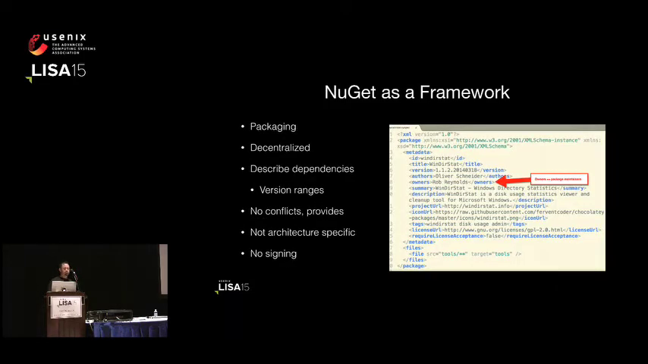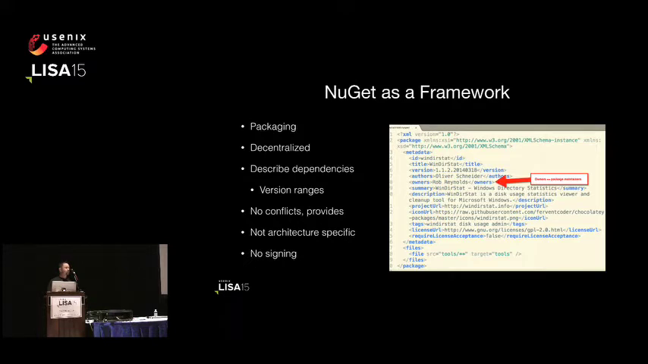Using Nuget as a framework, it has packaging concepts. This is the specification file. Yes, it's XML, but on Windows, XML is still probably one of the better formats. So it is maybe one of the worst formats, but better than all the rest.